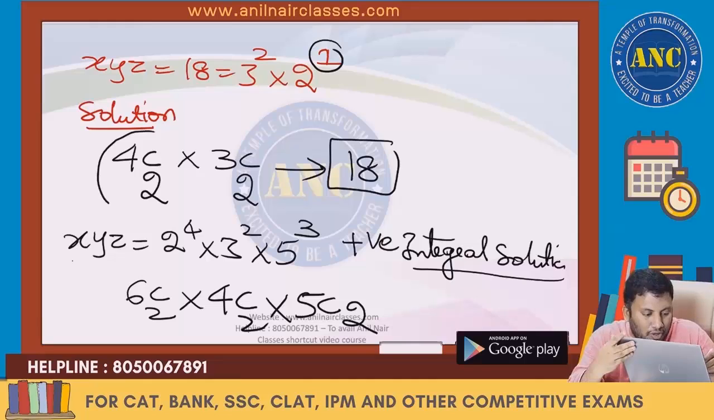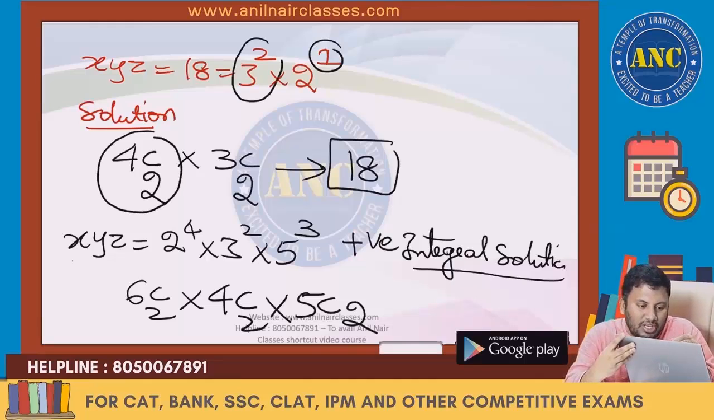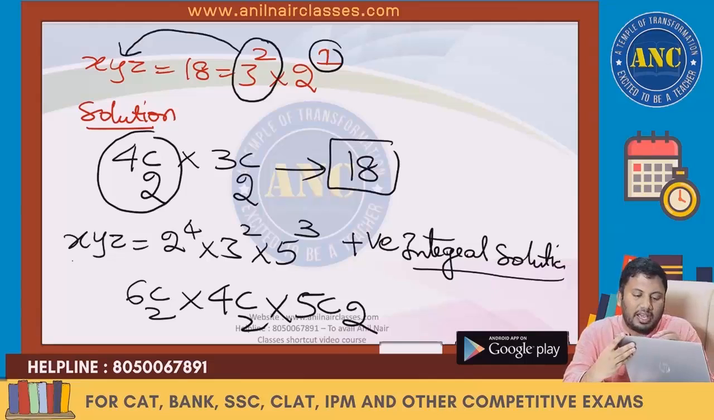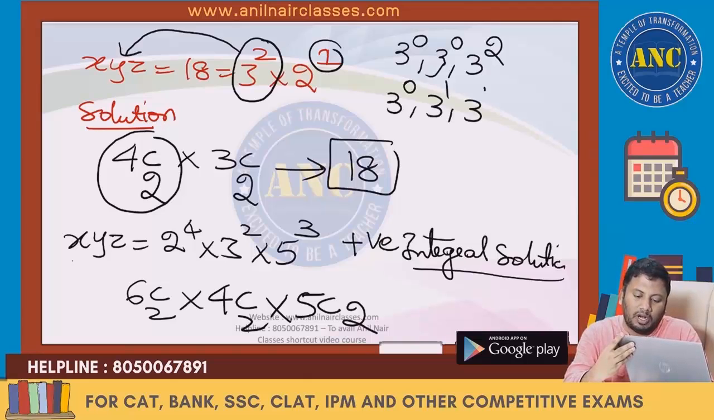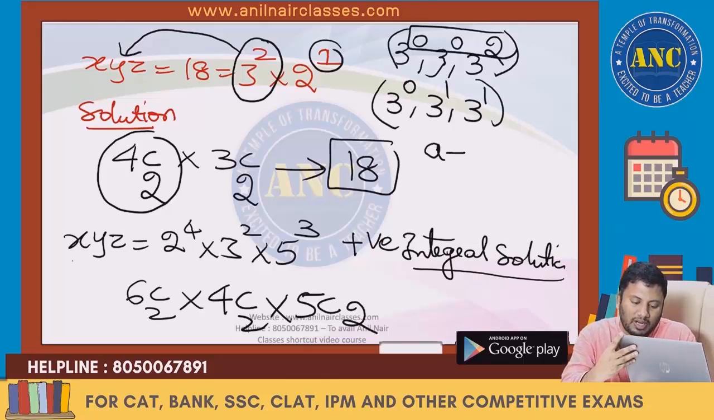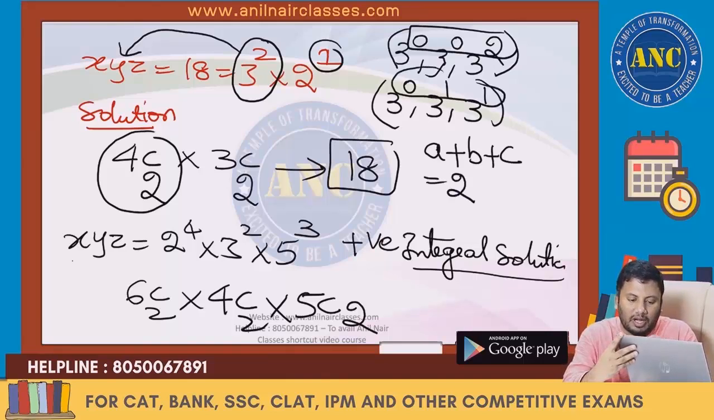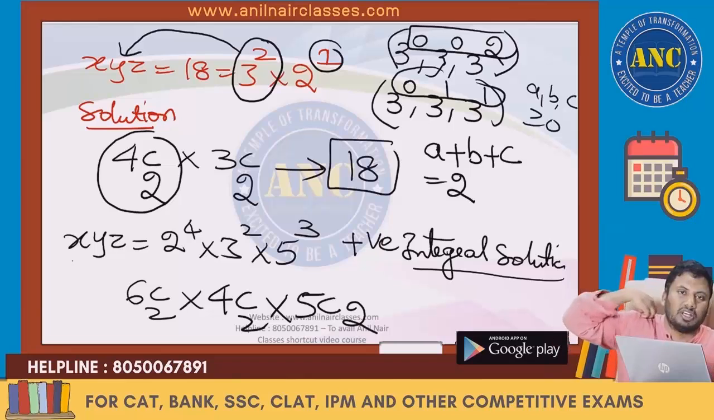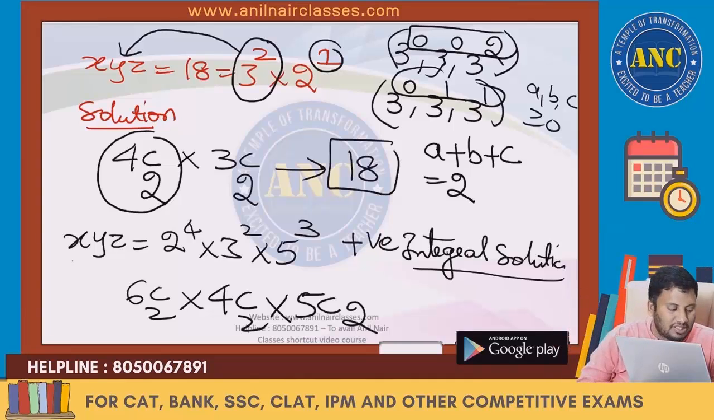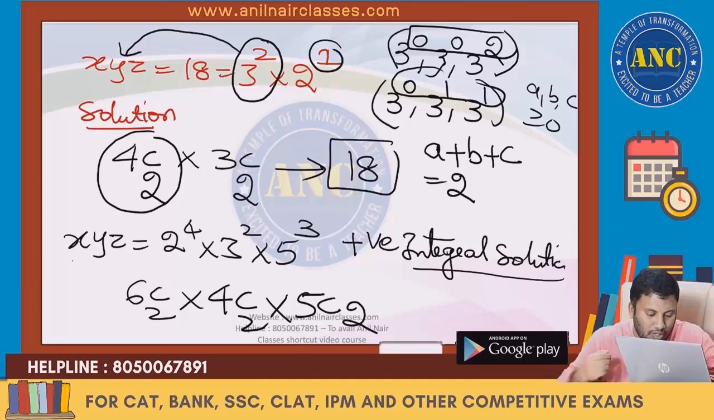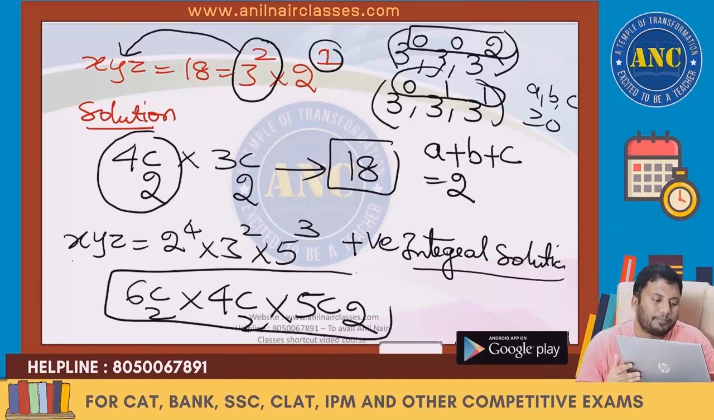Why did we get these 4C2? Again I am explaining. 3 square should be distributed on X, Y, Z. It can be 3 power 0, 3 power 0, 3 power 2, or 3 power 0, 3 power 1, 3 power 1. The power sum is equivalent to 2. I am taking the powers as A plus B plus C, and the powers can also take 0. 2 plus 3 is 5, and that is 4C2 into 3C2. I hope the logic is clear.